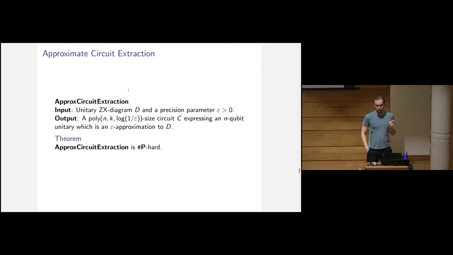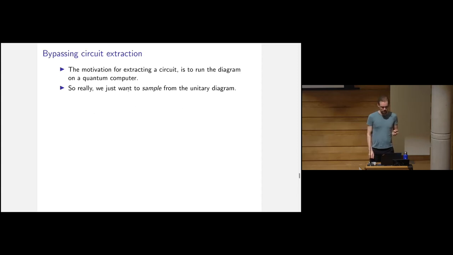We can also consider approximate circuit extraction. So here I'm also given a precision parameter epsilon. And as long as the circuit size we have is allowed to depend polylogarithmically on one over epsilon, then getting the circuit extraction is still #P-hard. So again, the polylog here is important, although we can consider weakening this, and it turns out this will still be hard, but in a different way. So I'll get to that now, which is the final variation we will consider.